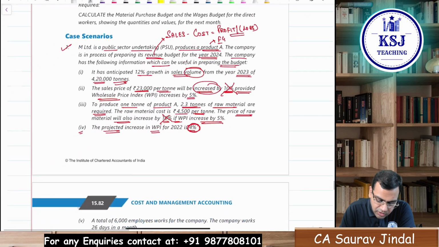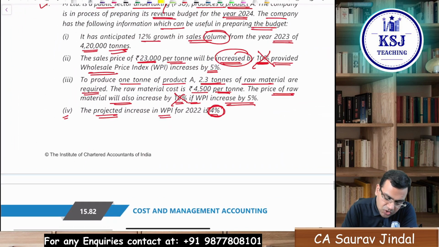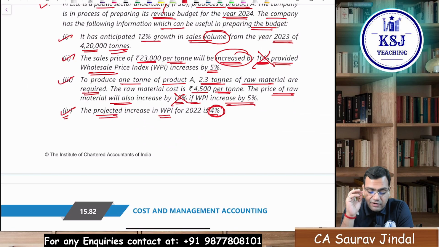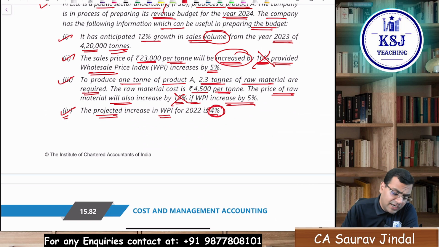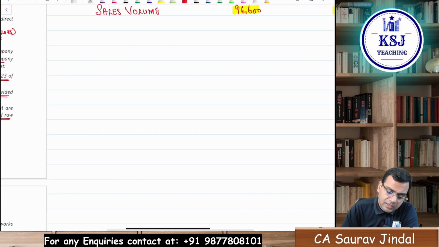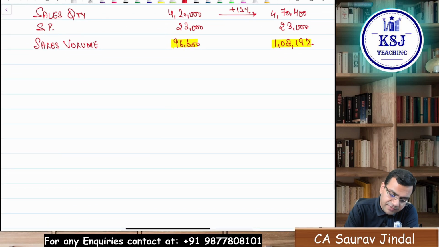Now coming to the raw material. So I have dealt with this part. Now coming to the third part, they say to manufacture 1 ton of product A, 2.3 tons of the raw material will be required. The raw material cost is 4,500 per ton. The price of the raw material increase is irrelevant now. Sales we are done with. Now let's talk about raw material.